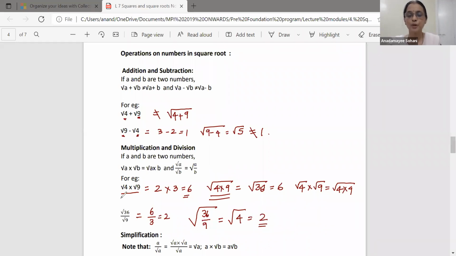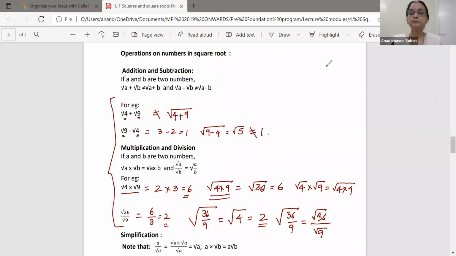So for multiplication and division, you can take the numbers combined under the root sign, but for addition and subtraction, you cannot take the numbers combined in the root sign. You have to operate separately and only then you will get the correct answers. Please remember this. Okay, and then we will have some simplification sums.